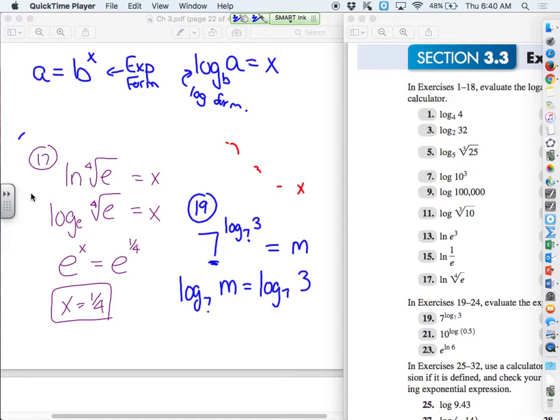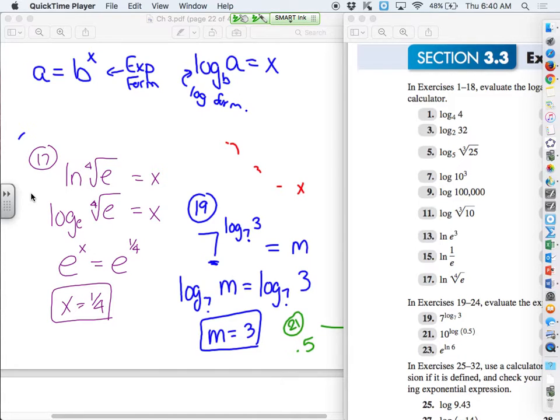And since these bases are the same, the things that you're taking the logs of are equal. So that's sort of the long way to go through and do that, but that's why it works. So if you look at 21, you have a base of 10, you have a log that has a base of 10, so this is just going to equal 0.5. So for 21, that's just going to equal that 0.5.